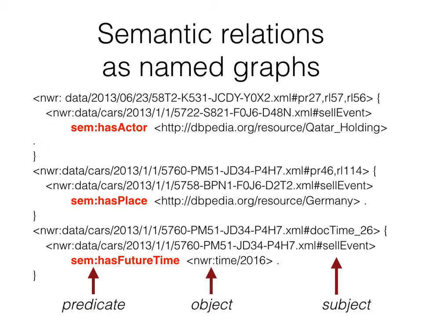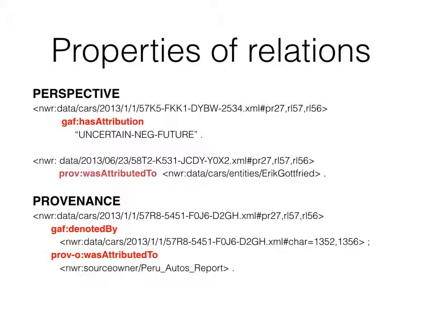Since we want to be able to express properties of these statements, we place them inside a named graph, which means that we assign a unique URI to the statement as a whole. The syntax of the URI is not important, but it is derived from the first document in which the relation was found and the predicate and role identifier in the NAF file.